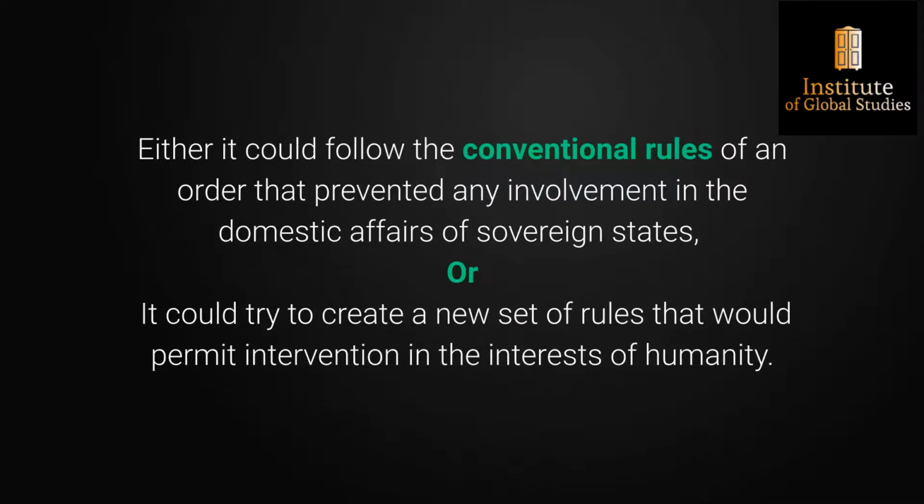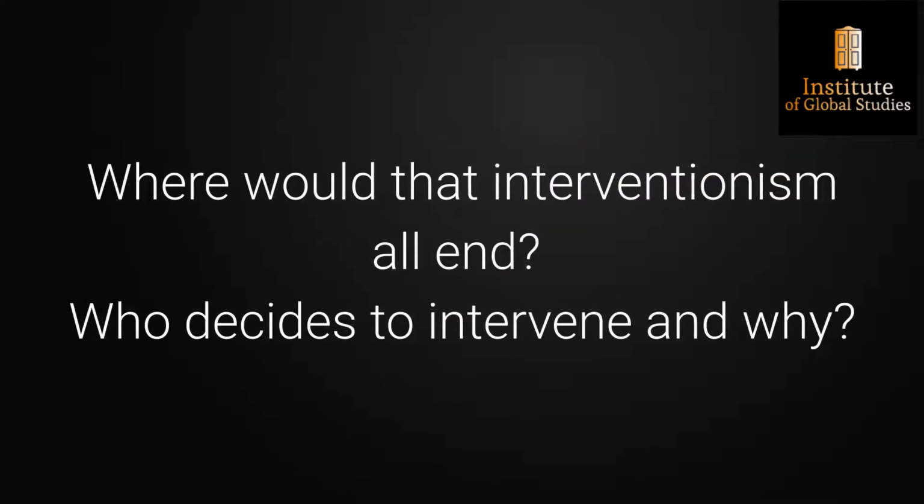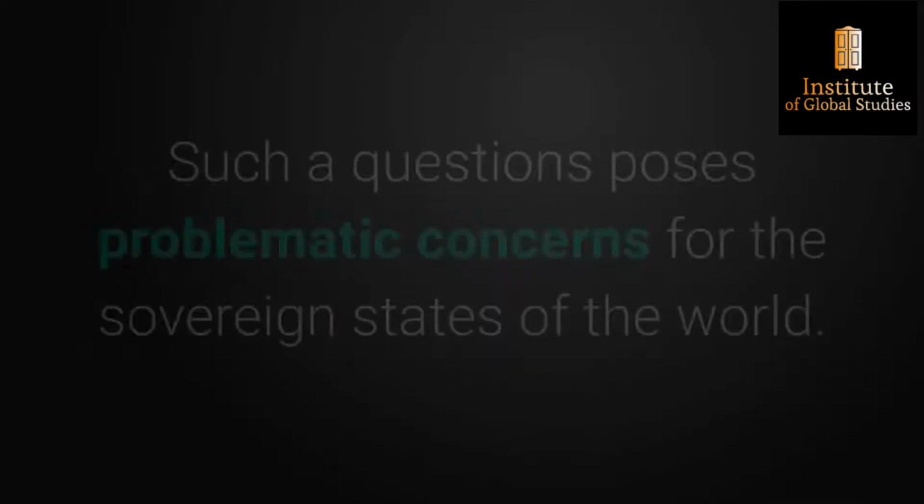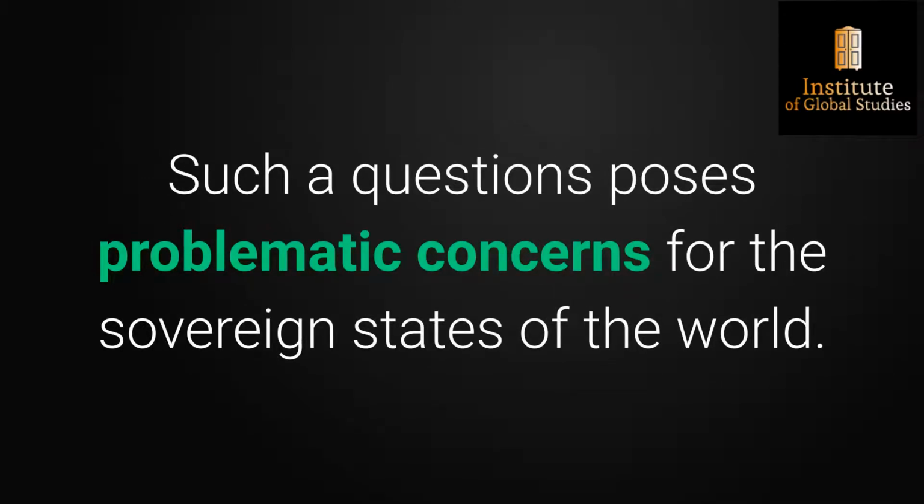Either it could follow the conventional rules of an order that prevented any involvement in the domestic affairs of sovereign states, or it could try to create a new set of rules that would permit intervention in the interests of humanity. Where would that interventionism all end? Who decides to intervene and why? Are we going to end up undermining the concept of sovereignty, which has served the international system reasonably well, and to which no obvious alternative exists? Such a question poses problematic concerns for the sovereign states of the world.